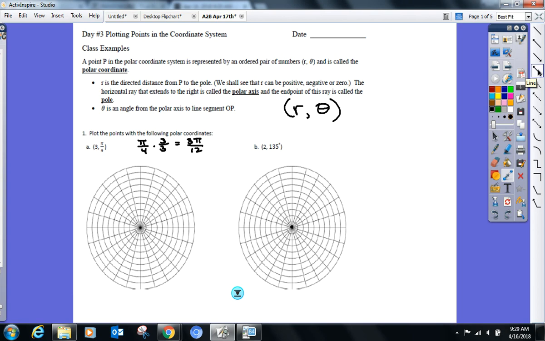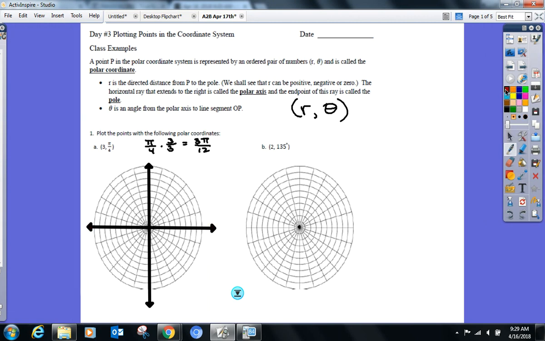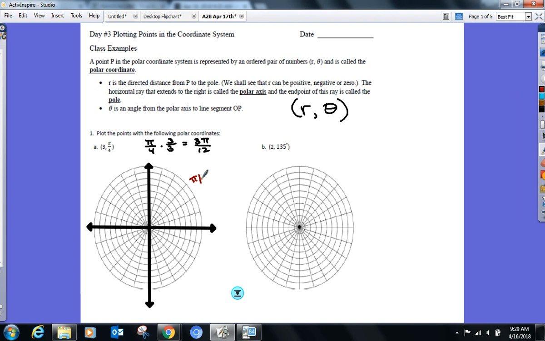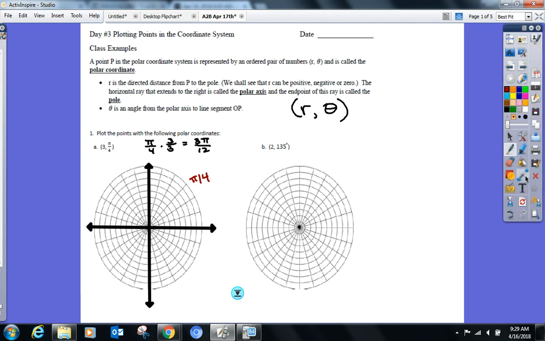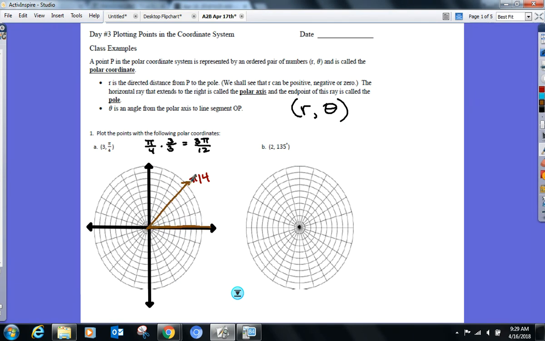I always like to draw my rectangular grid just to see where I am there. You don't have to, but I always like to. Okay, so we graph pi over 4. Let's see, 1, 2, 3. There it is right there, pi over 4. Beautiful. So go ahead and graph it just like you guys have done the last 2 days for me. Make sure you tell me which direction it's going now.